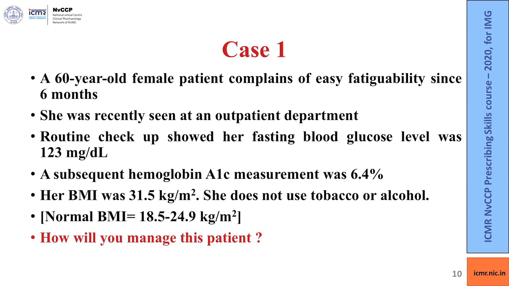Her BMI, that is the body mass index, was 31.5 kg per meter square. She does not use tobacco or alcohol. How will you manage this patient? Now let us remember that the normal BMI is 18.5 to 24.9 kg per meter square, and hence the BMI is increased.